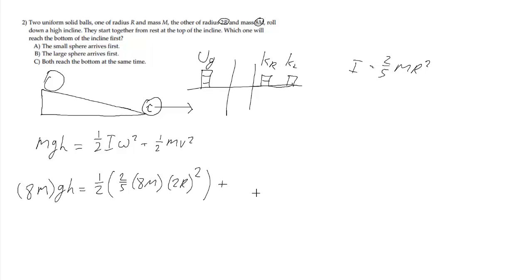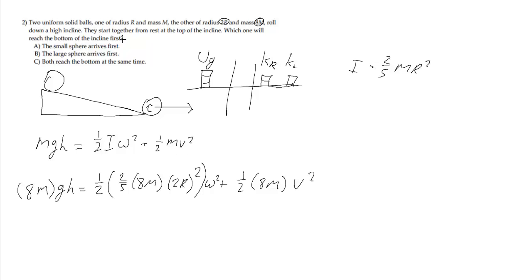Plus our kinetic energy equation, which is 1/2 m, which is 8m again, and v squared. So much like the previous problem, we're going to... Oh, I forgot an omega in here. Sorry about that. Times omega squared. There we go. So this is I omega squared. So this is I, here's your omega. So we're going to convert this into either all m's or all omegas. Either one is fine. I'm going to convert it to v.